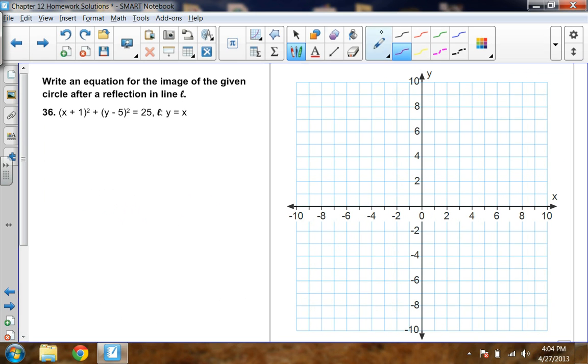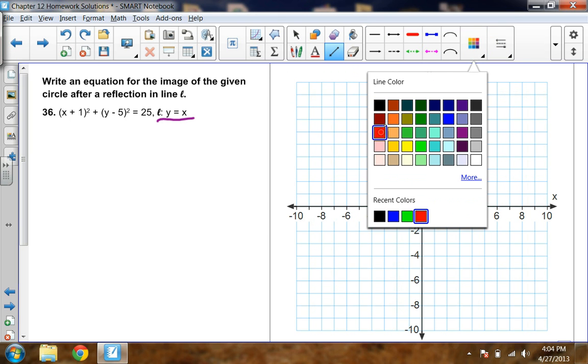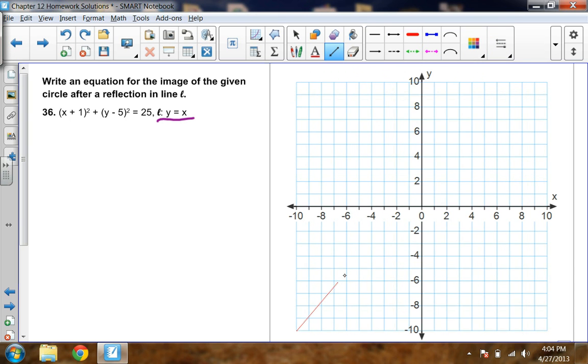Okay, let's go backwards to number 36. Let's write an equation for the image of the given circle after a reflection in line L. In this case, our line L is at y equals x. Now we just did a graph with y equals x, so let me graph that again. Let's go straight across, y equals x, goes right through the origin, goes up 1 over 1. And so that's what we will reflect across.